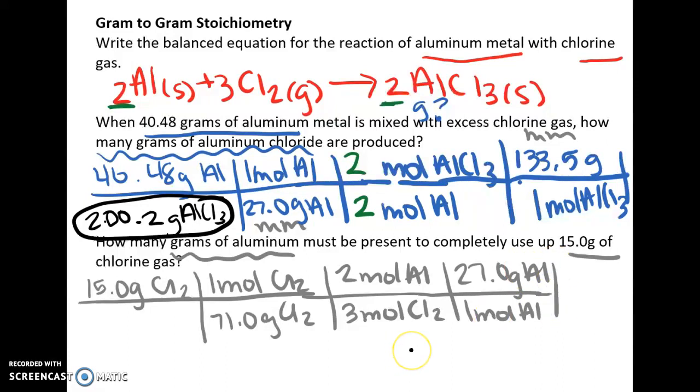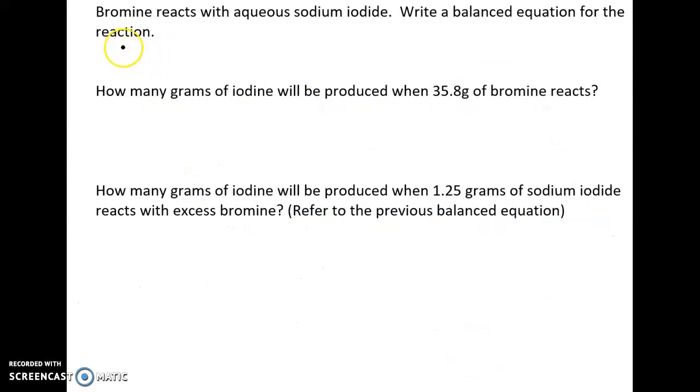Once you do that calculation, again we want to do sig figs, so 15.0 has 3 sig figs, so you should be getting 3.80 grams of aluminum.